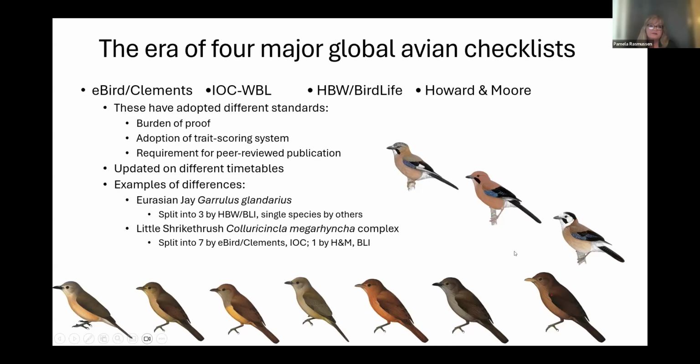And in another example, the little shrike thrush of Australia and New Zealand is extremely variable in various shades of earth tones, but based on a molecular study, it was split into 7 species by eBird and Clements and IOC, but retained as 1 by Howard and Moore and BirdLife International. So we had major discrepancies in both of these cases and many, many others. And again, this isn't a final word, but it's the status of these birds in these checklists.